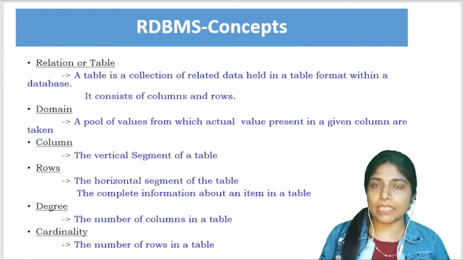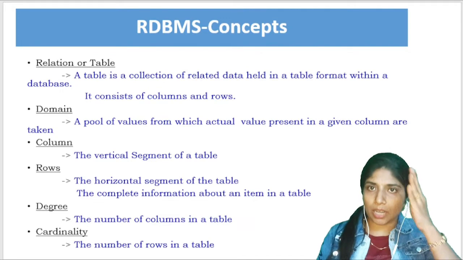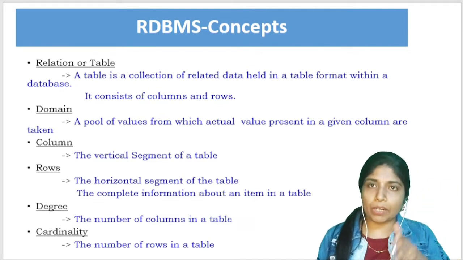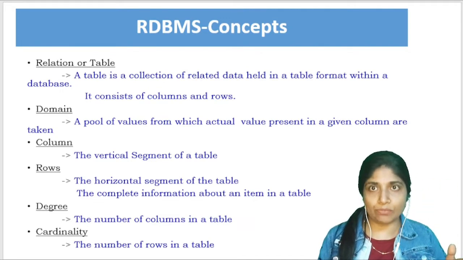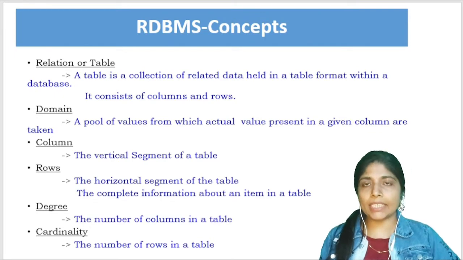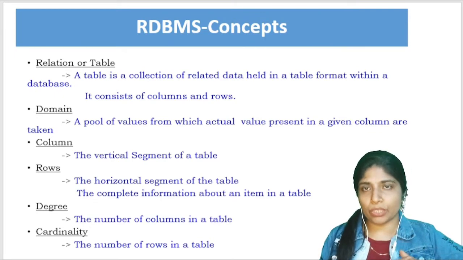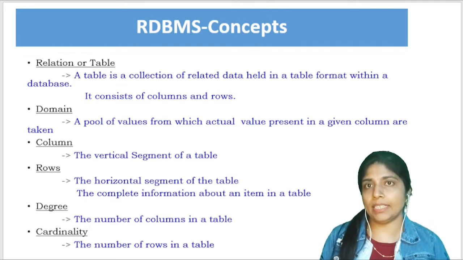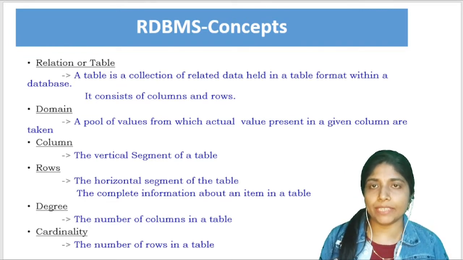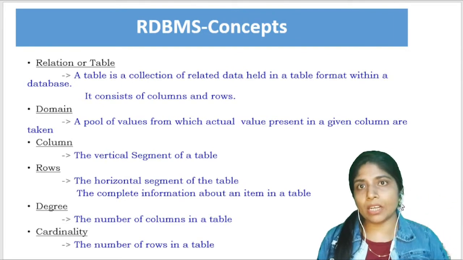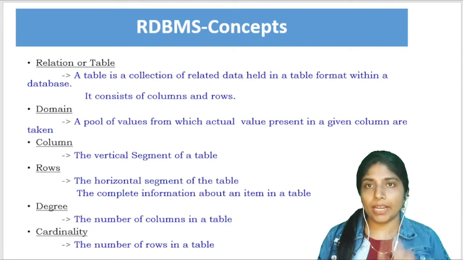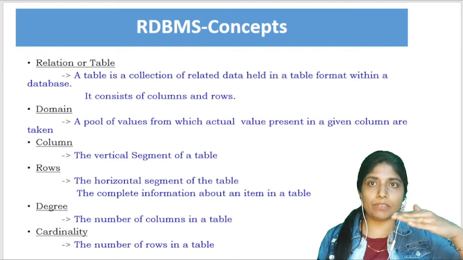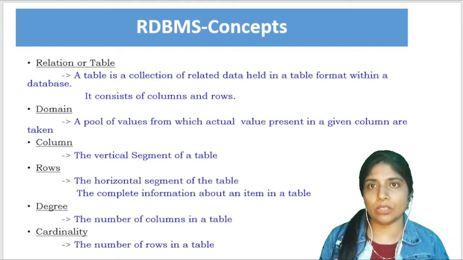If a table is given and you are asked to find out the cardinality and degree of a table, you should count the number of columns, and the number of columns means the degree of the table. Cardinality means the number of rows. You count the number of rows of the table, and that is the cardinality of the table. So you should not count the heading of the table. The heading of the table will not be counted when you count the cardinality.